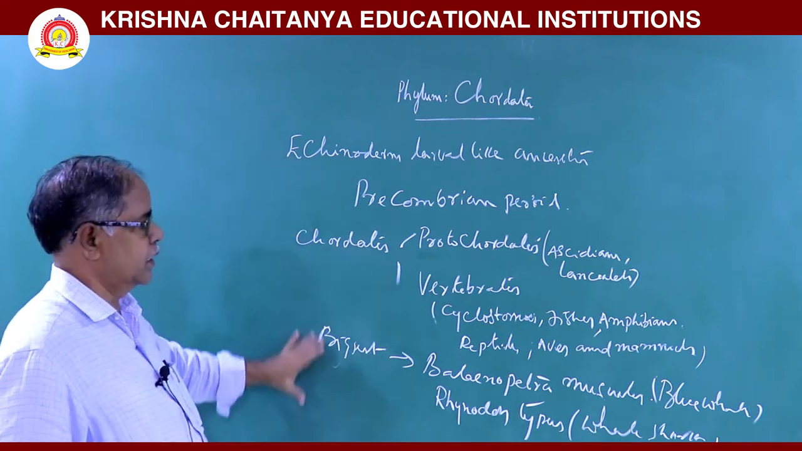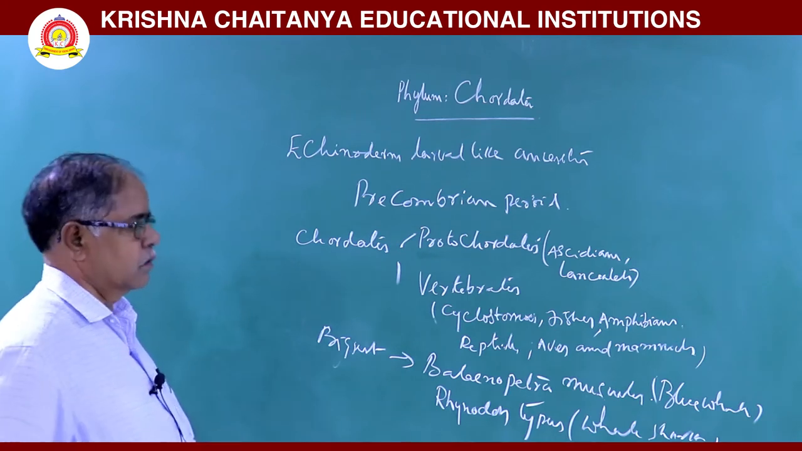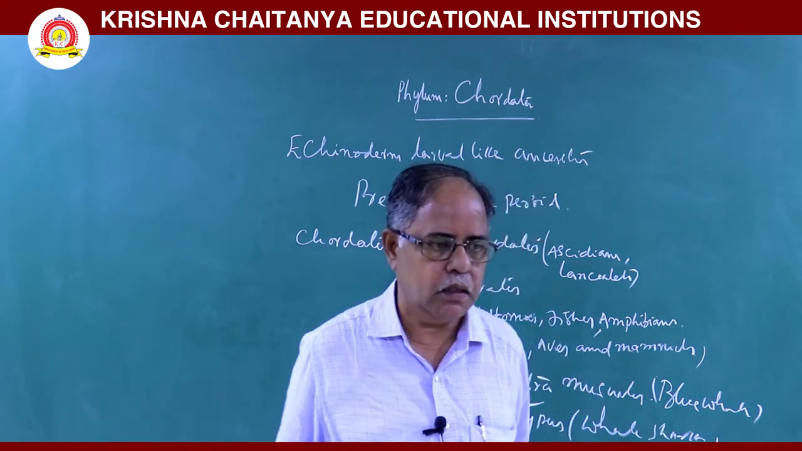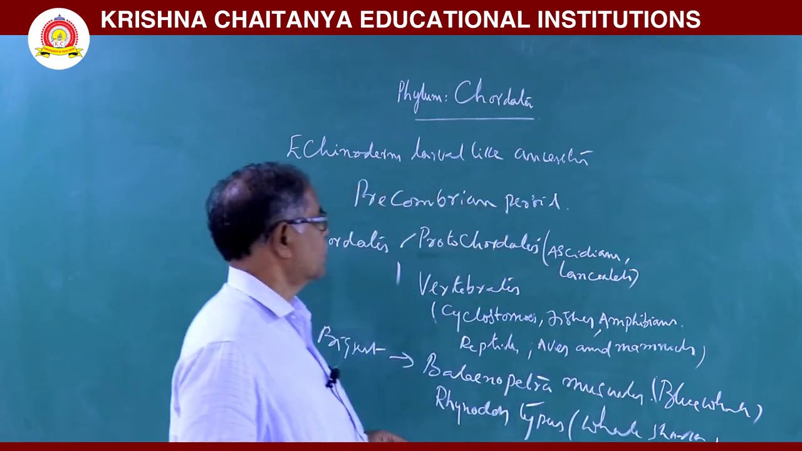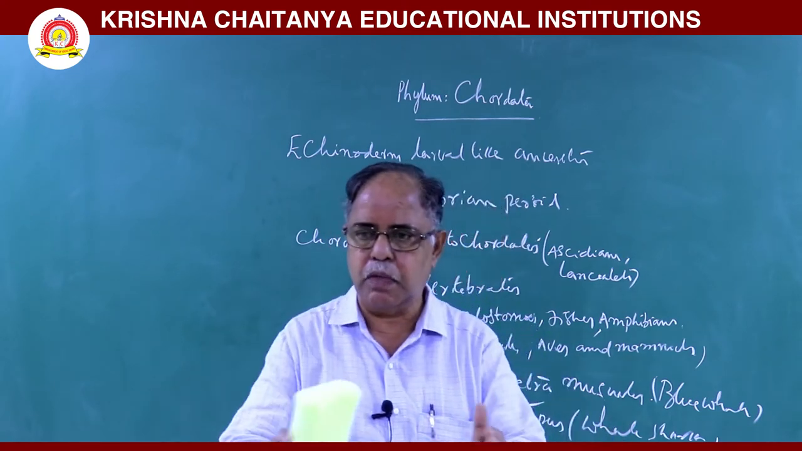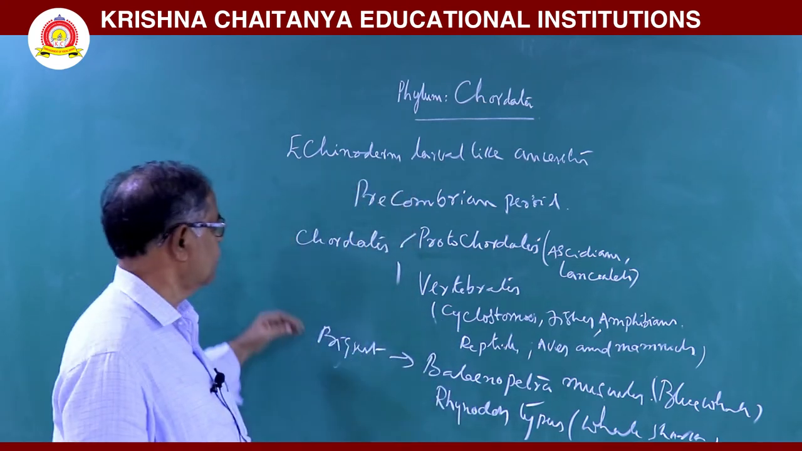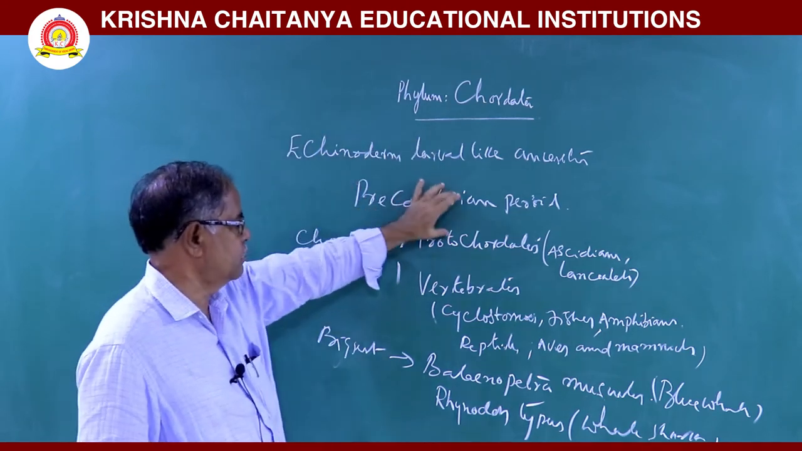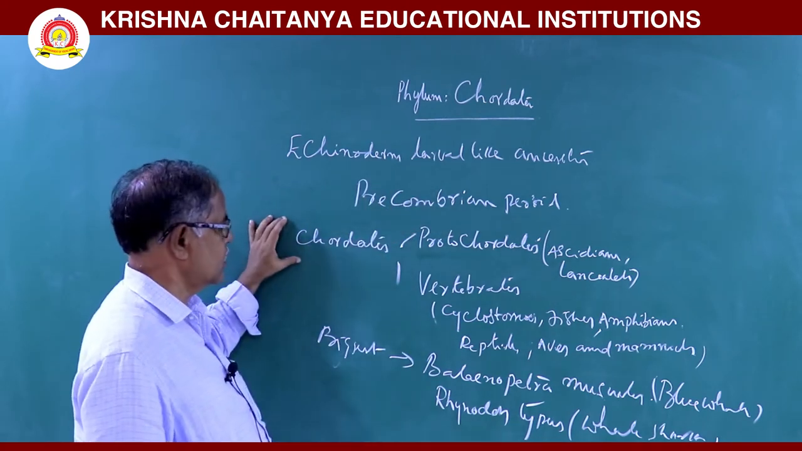This is about the introduction to phylum Chordata. The animals which are included under phylum Chordata are most familiar to human beings. Chordata means the animals which possess notochord at some point of their lifetime. These chordates are evolved from echinoderm larval-like ancestors in the pre-Cambrian period.